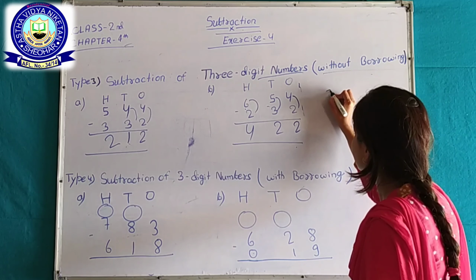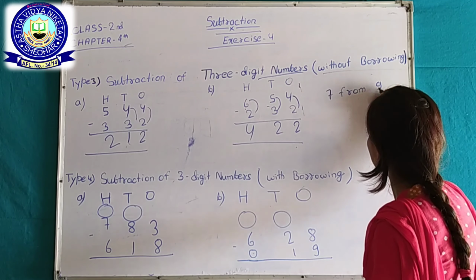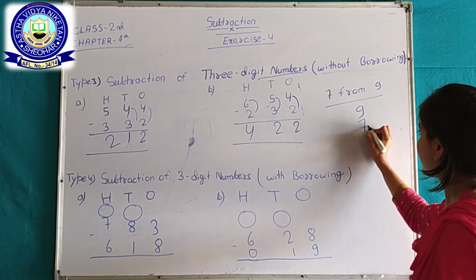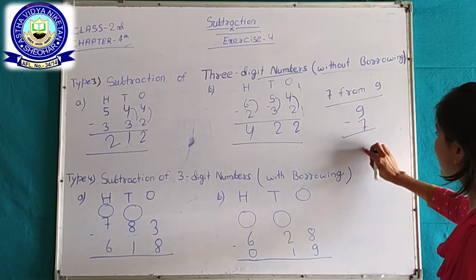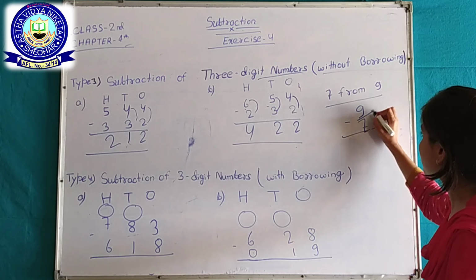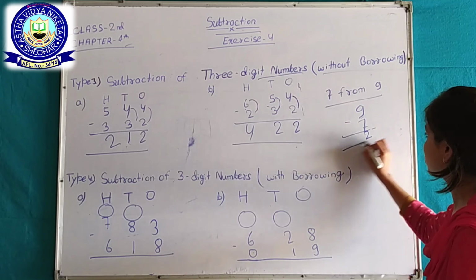When you have to subtract 7 from 9, you have to write it in this way, 9 and here is 7. You have to write the larger number in the first position and the smaller number in the last position, and then you have to subtract 9 minus 7, we get 2.